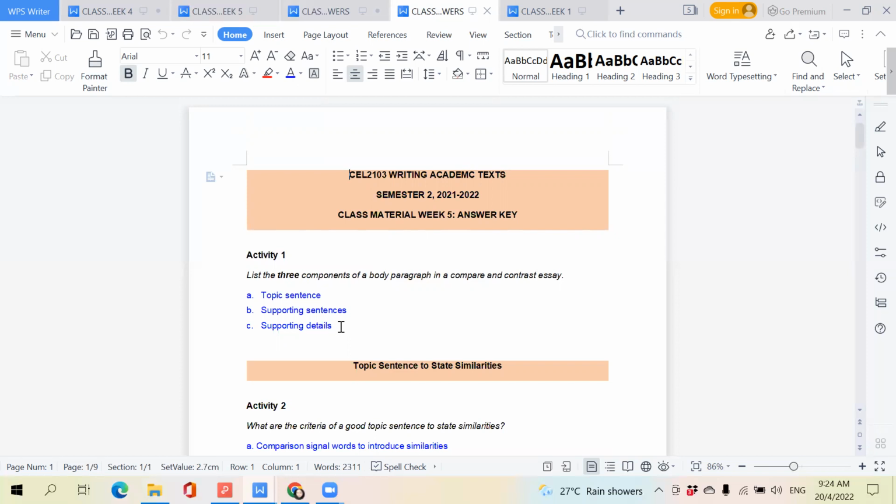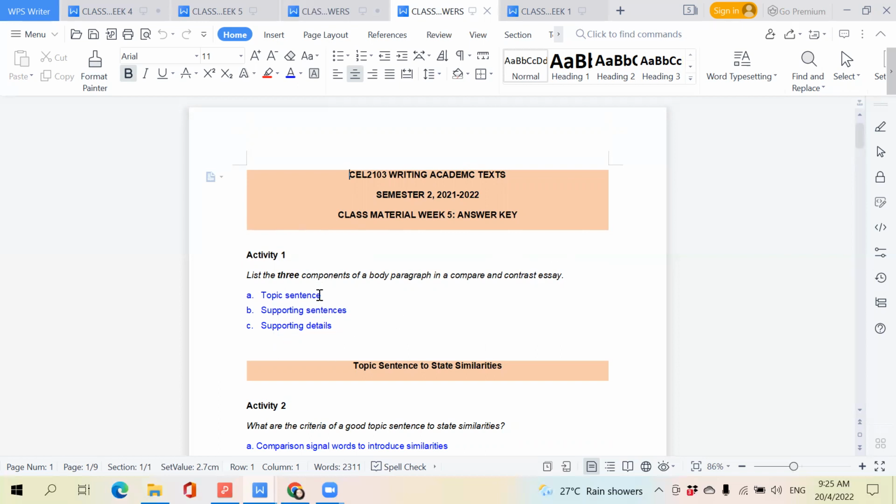I cannot stress this enough, because my students from previous semesters often make the same mistake. They think that all of the paragraphs have the same formatting, the same components. No, they do not. Please remember. So in a body paragraph, again, you have a topic sentence, supporting sentences, and supporting details.